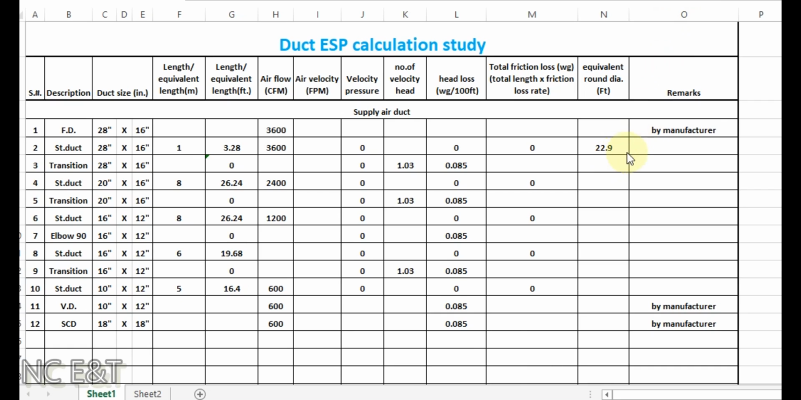Let us fill these values in the table. For the size of 28 by 16, we have round diameter 22.9. For the size 20 by 16, we have the value 19.5. For the size 16 by 12, we have the value 15.1, and for the size 12 by 10, we have the value 11.9.